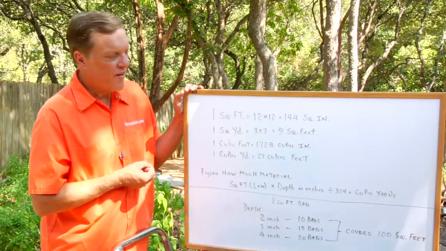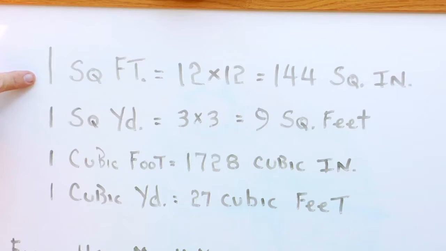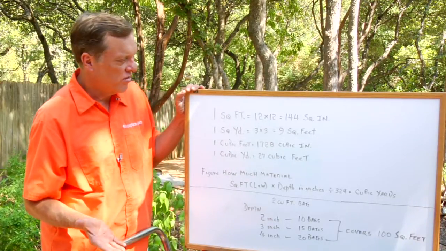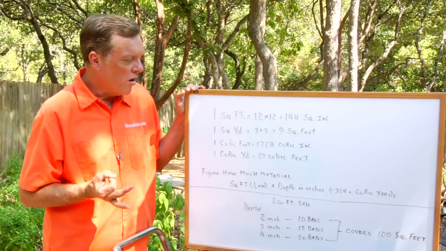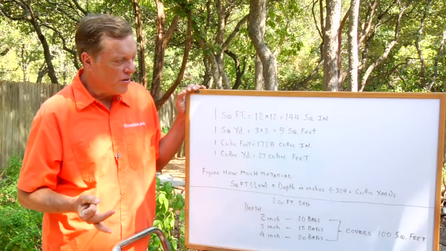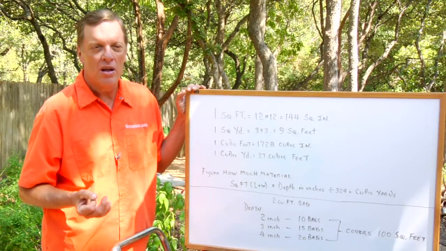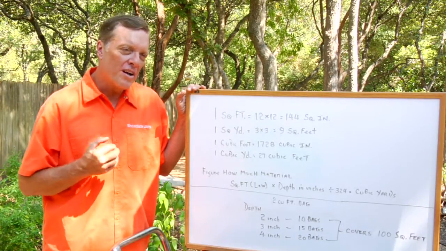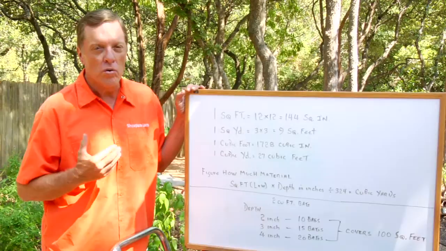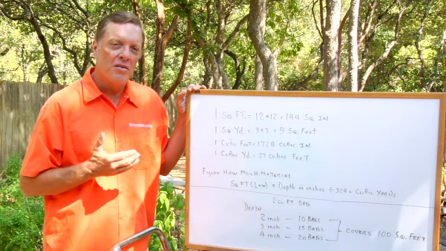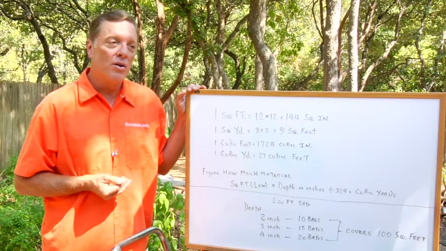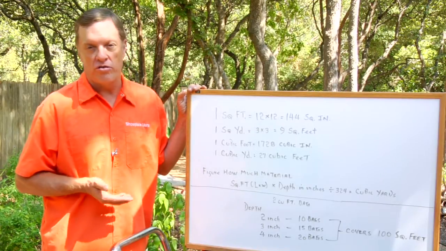Based on your measurement findings, you will find that a square foot is 12 inches by 12 inches, 144 square inches. A square yard is 3 feet by 3 feet, for 9 square feet. Square yards are becoming more popular now because grass is starting to come in rolls rather than in pieces of sod. In roll form, grass is now sold by square yards instead of square feet.